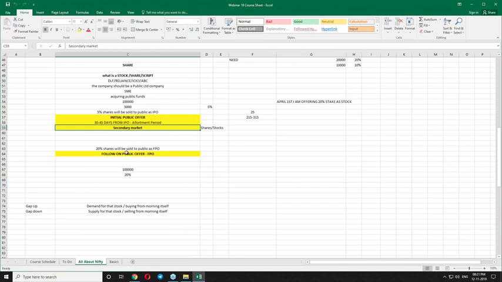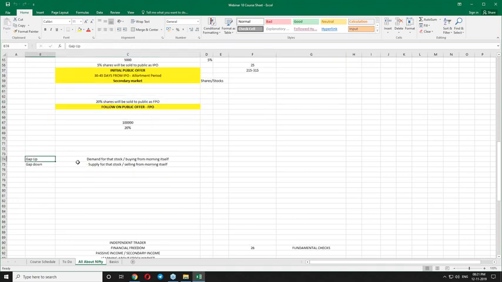So next is FPO, follow on public offer. Say they want another 20% of funds more. So what they'll do is give another 20% of the shares to the public, and again acquire funds from the public. So this is how the first stock or share is getting formed.